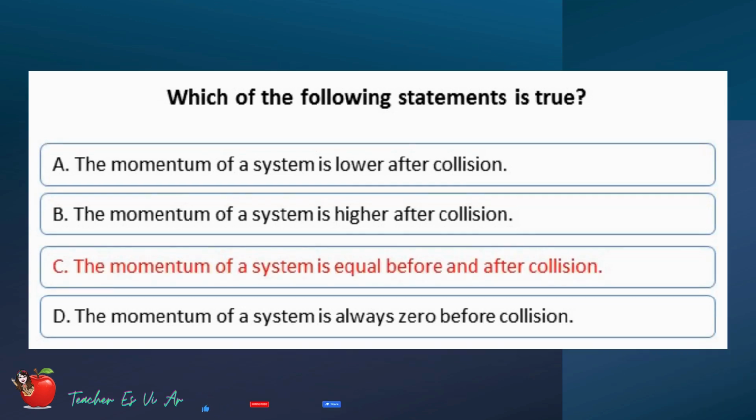The correct answer is C. The momentum of a system is equal before and after collision.